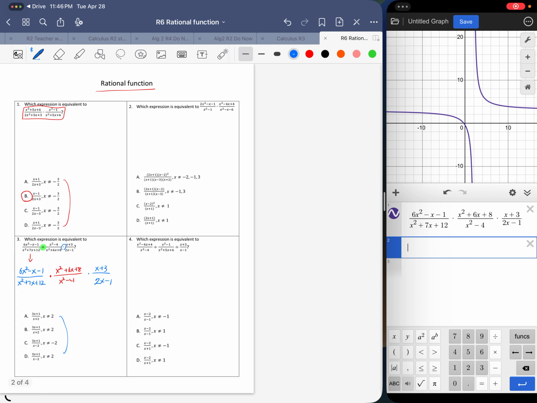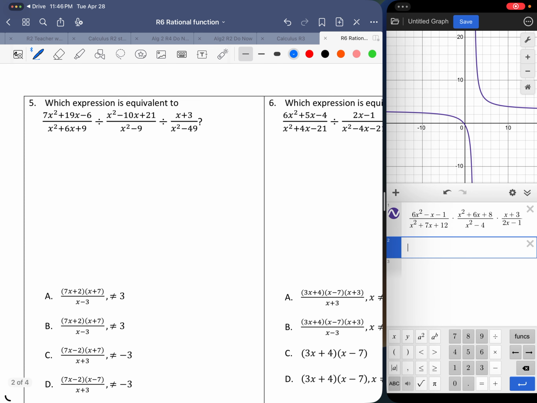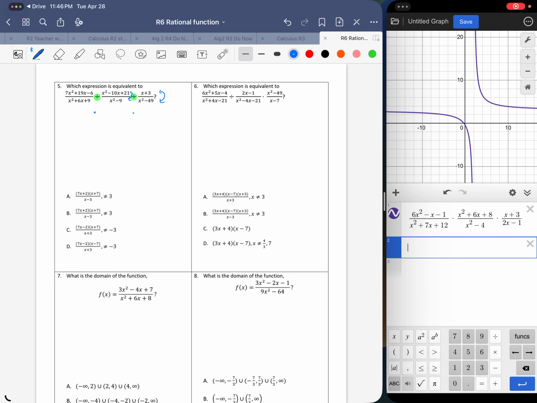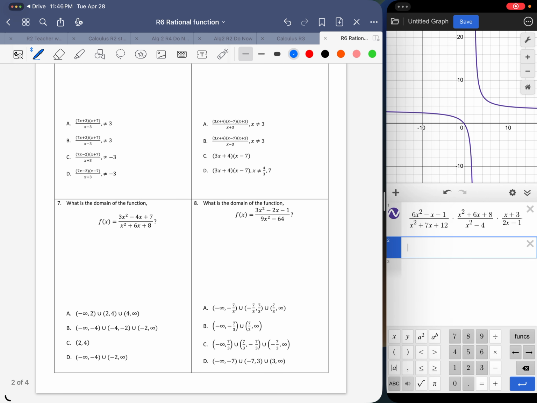So number 4 is the same thing. Just be careful. This one is a division twice. So when you change this to multiplication, you've got to flip this too. Change it to multiplication, you've got to flip this too. All right. So 5 and 6, you can do it by yourself.